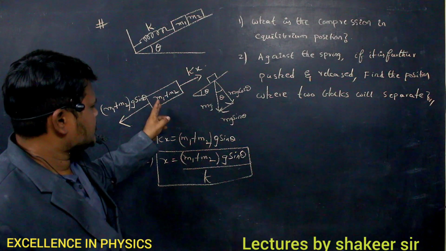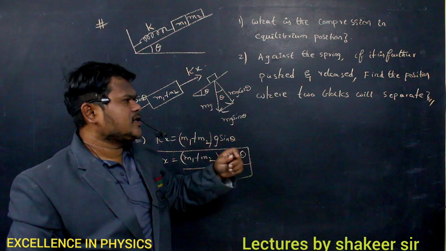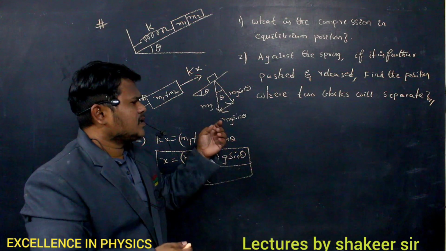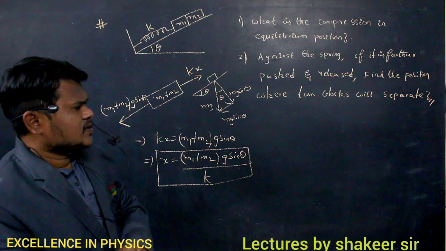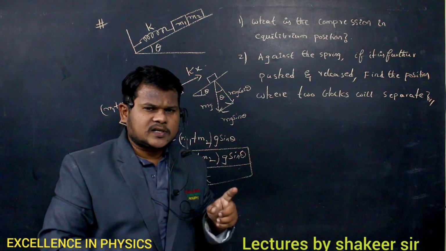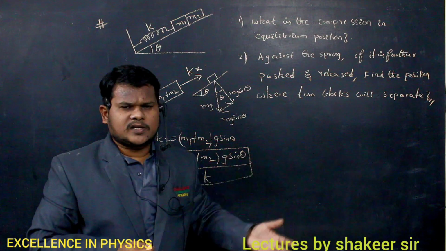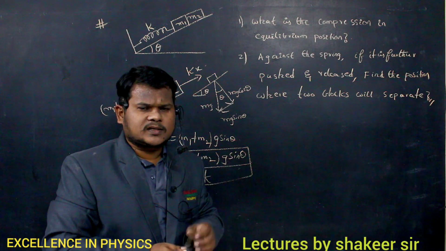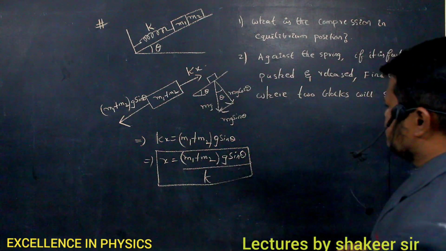In addition to this compression, initially there is some compression x whose value is this much. If I further push this spring and release, then where will these two blocks get separated? That is the question. After reaching which position will these two blocks get separated? If I am further pushing these blocks by a further distance in the same direction of initial compression, then at which position will these two blocks get separated? That is the question.